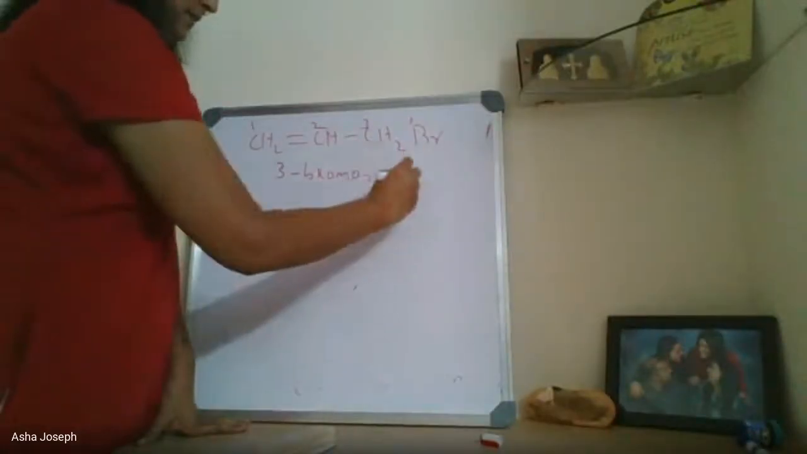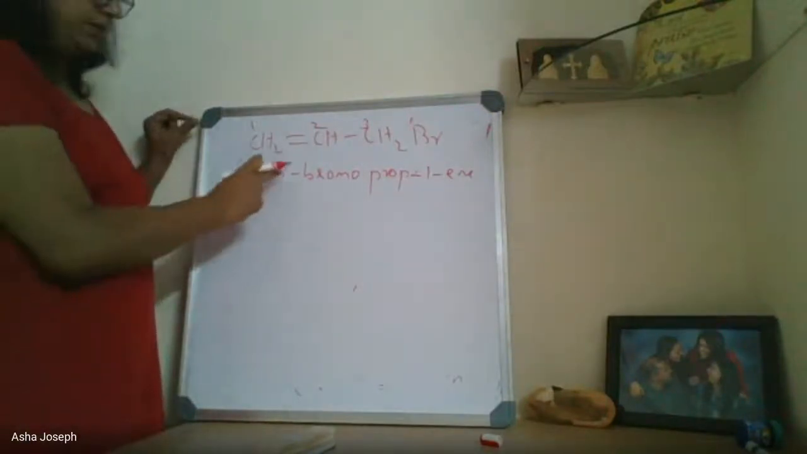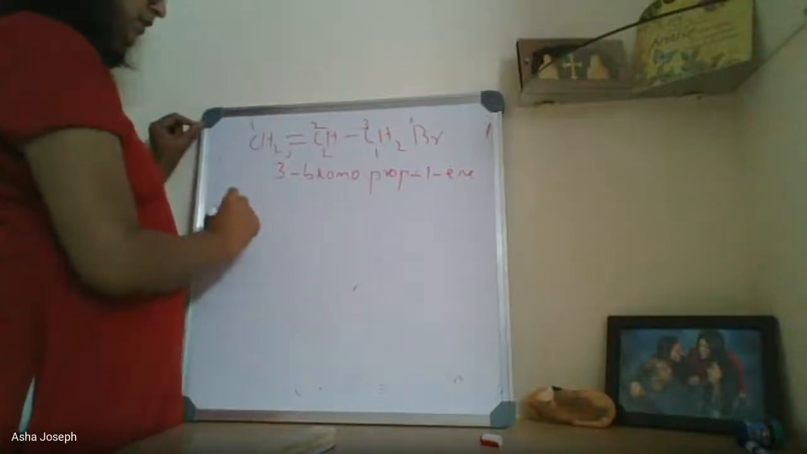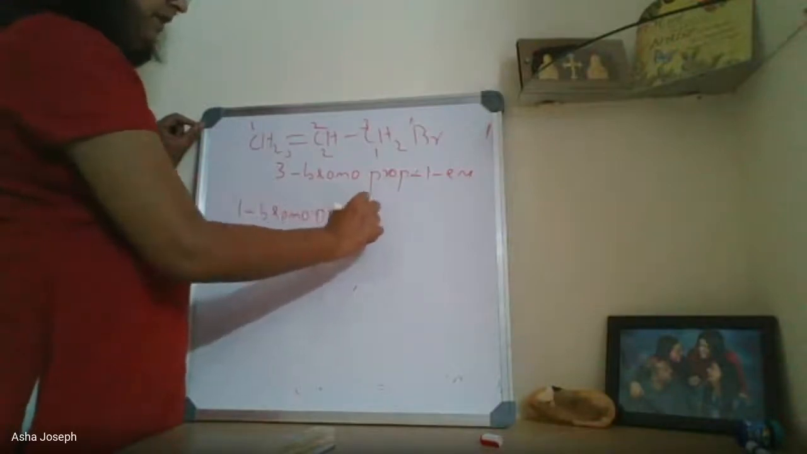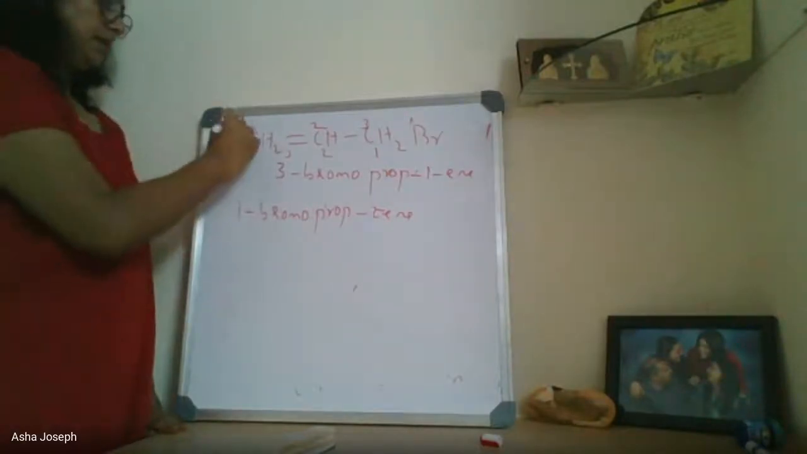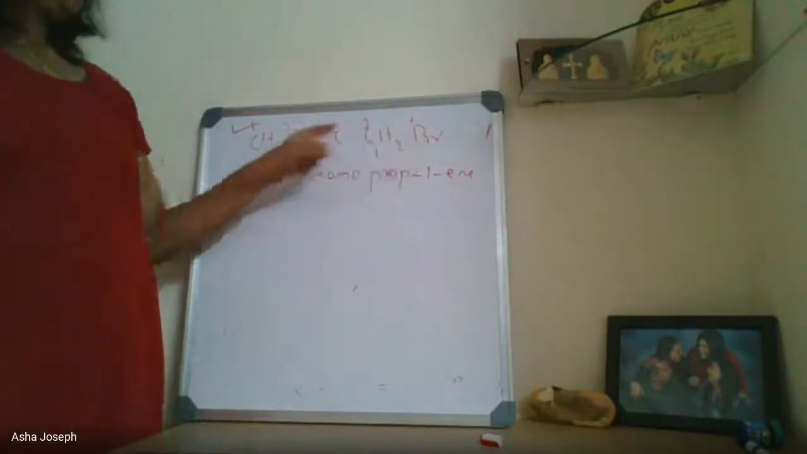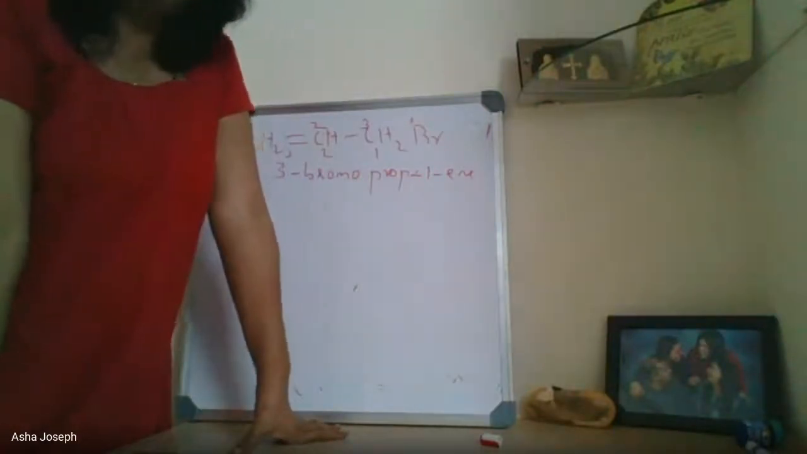Ma'am, I did not understand why 3-bromo, ma'am. Good question, Amitav. See, Ruchi said 3-bromo, prop 1 ene. Amitav said, I will give one number to the carbon containing the functional group, and so 1-bromo, prop 2-ene. Which is correct? This is correct because this is wrong. Because there are two functional groups, bromine and double bond.